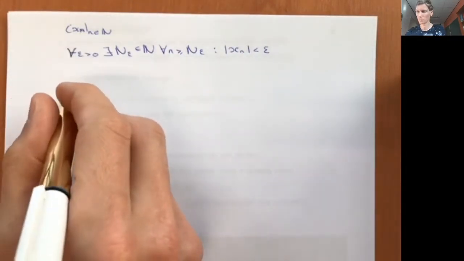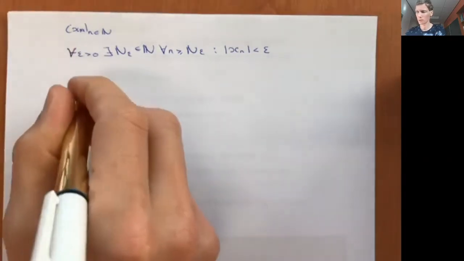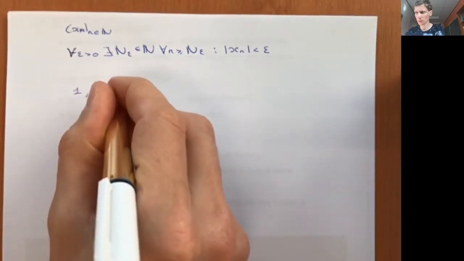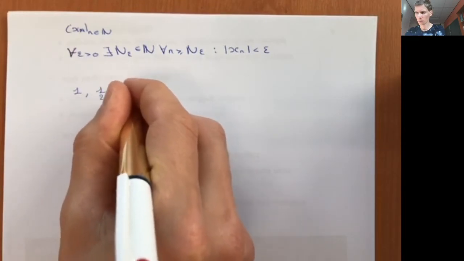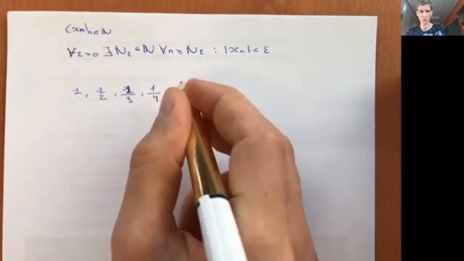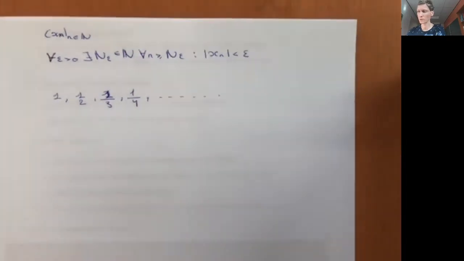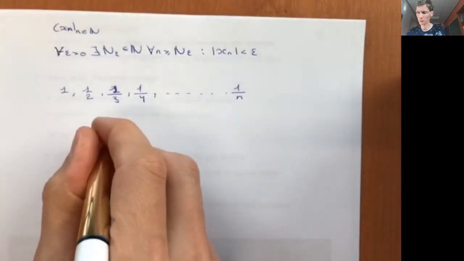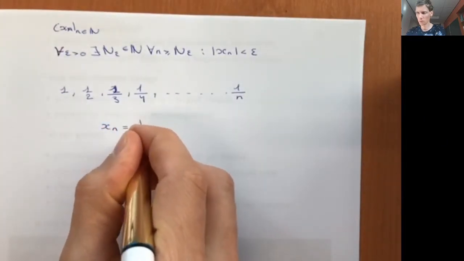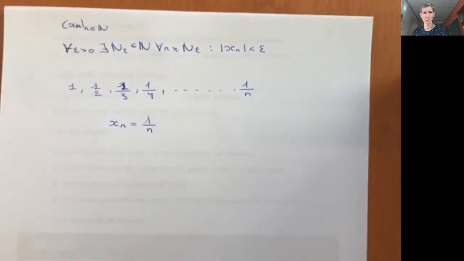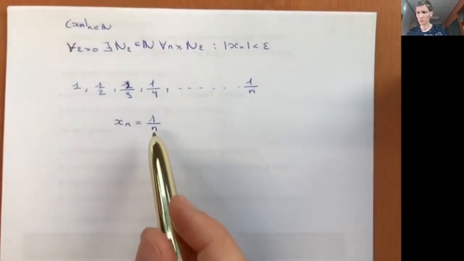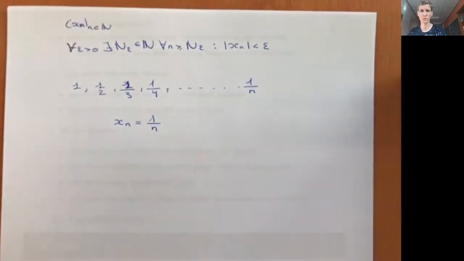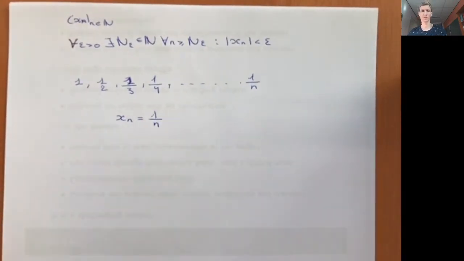So consider the sequence that starts with 1, and then the second element is 1/2. Third element is 1/3. Then you have 1/4, and so on and so on. So in general, the nth element will be 1/n, or we can write this as the sequence where x_n is equal to 1/n. I hope you see that if n gets bigger and bigger, this number gets closer and closer to 0. So you would say, I suppose that this sequence converges to the number 0.